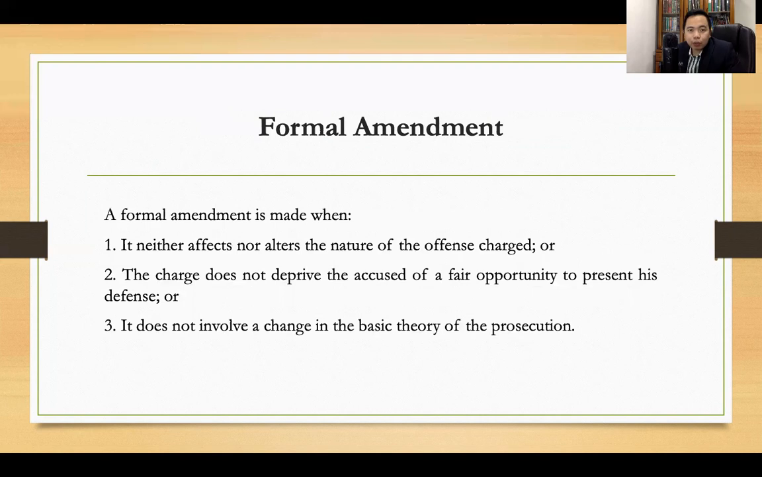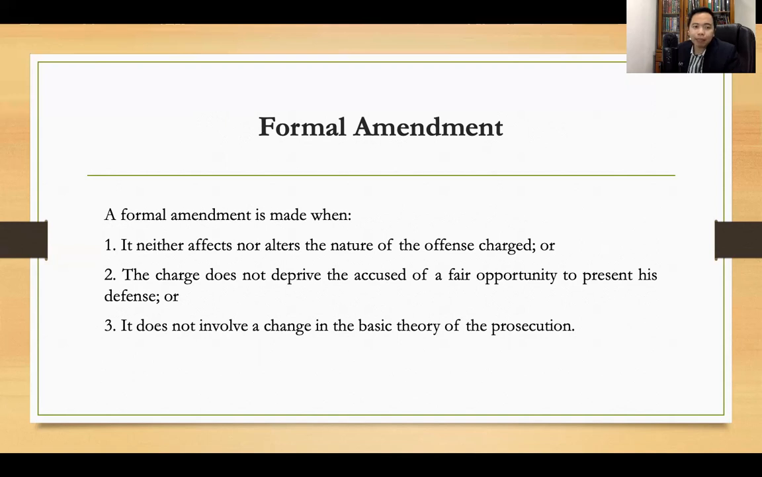Let us go to formal amendment. What is a formal amendment? A formal amendment is made when it neither affects nor alters the nature of the offense charged. For example, class, a formal amendment on the name of the accused. Now, the name or the spelling of the name of the accused will not affect the nature of the offense charged, and therefore it can only be considered as a formal or an unsubstantial amendment of the complaint or information.